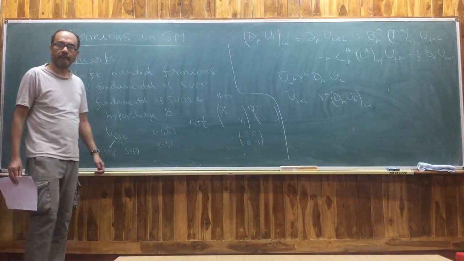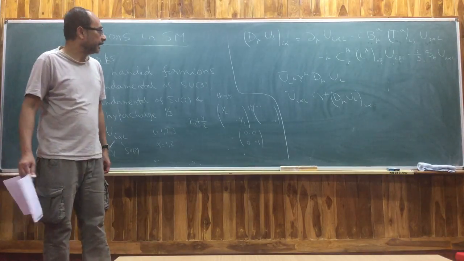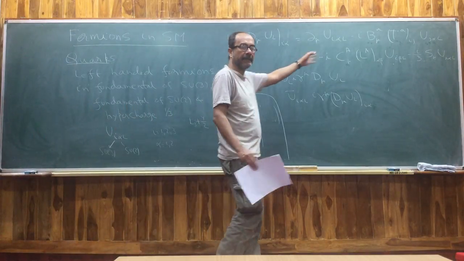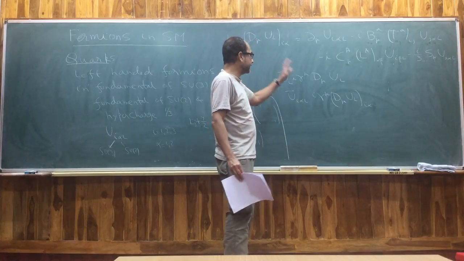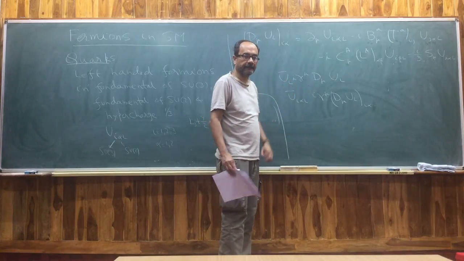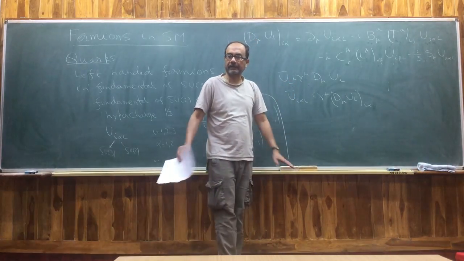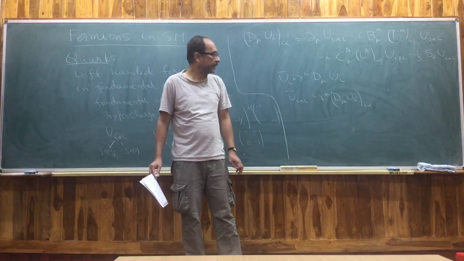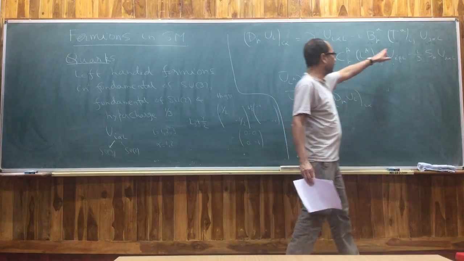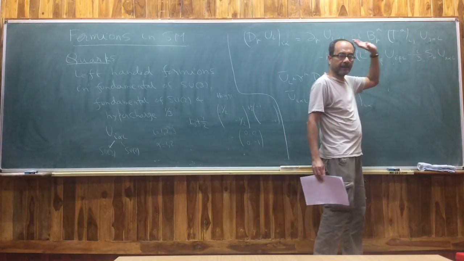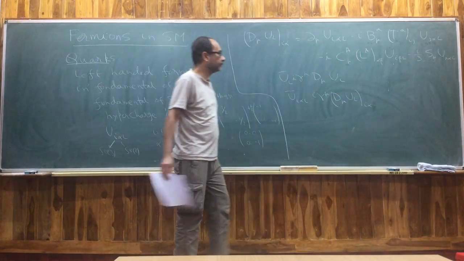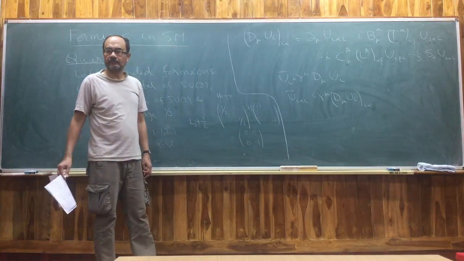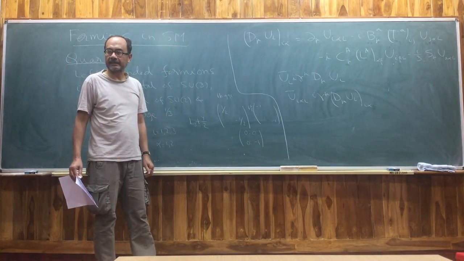What about the indices of gamma mu? Gamma mu I have suppressed. So the gamma mu indices will just be put together at the end. Throughout this I am not writing the gamma mu indices. So this alpha is not the gamma mu index. The spinor index is separate. Are there any questions?